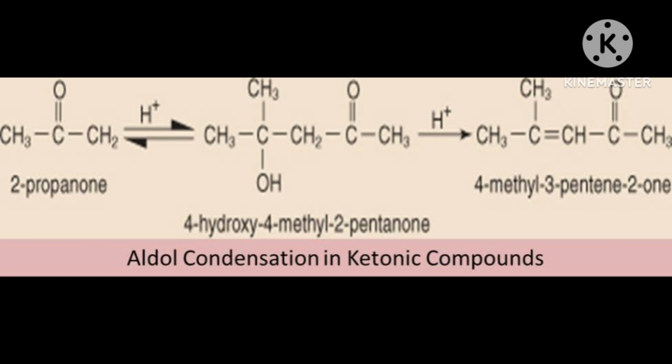to form alpha beta unsaturated carbonyl compounds. Unsaturated means what? It forms a double bond in the next step. There the alpha carbon is taking part and the beta carbon is also taking part. That's why it is called alpha beta unsaturated carbonyl compounds, which are aldol condensation products, and the reaction is called aldol condensation.